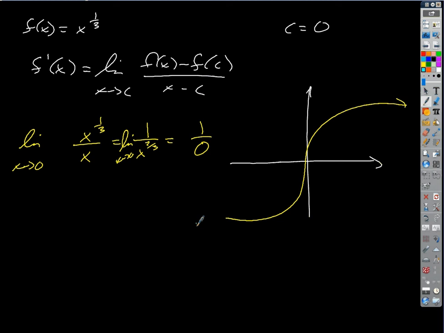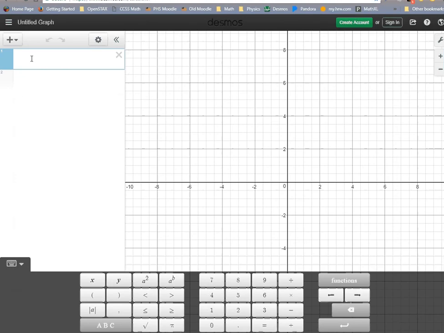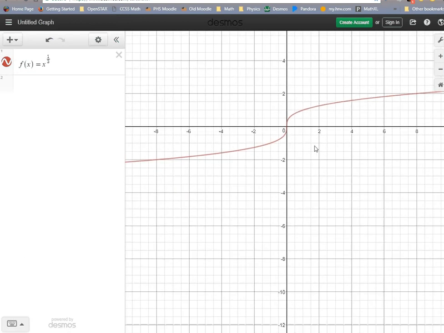Agree? Like at this point right here, if I had drawn this right. Why am I trying to draw it? Why don't I just graph it? This will give you an excuse to show you another feature on your toy known as Desmos. Okay, so let's graph f of x equals x to the 1/3. There it is, right? So over here, we've got a small positive slope.